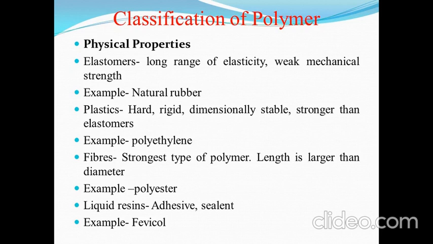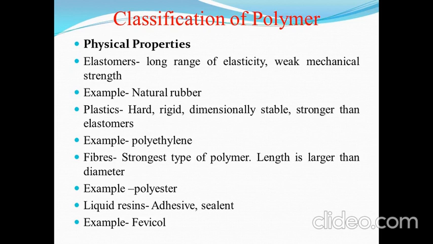Plastics are usually much stronger than elastomers. Some of them are hard, rigid, and dimensionally stable. Examples include polyethylene and polystyrene.